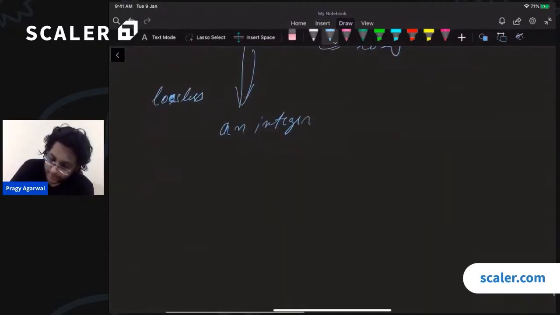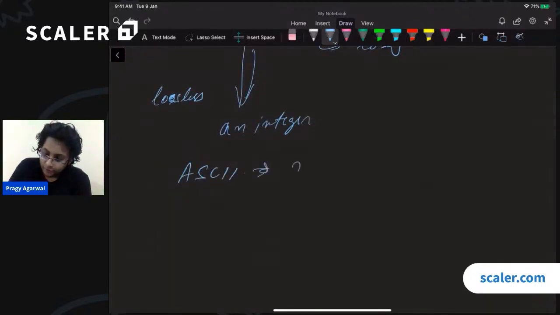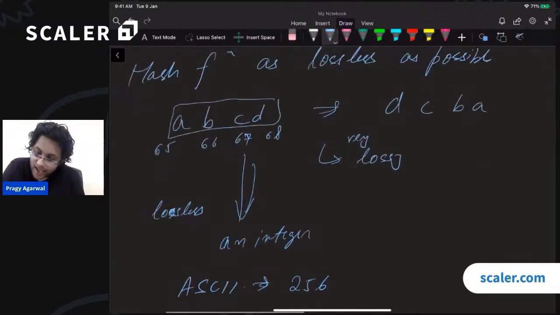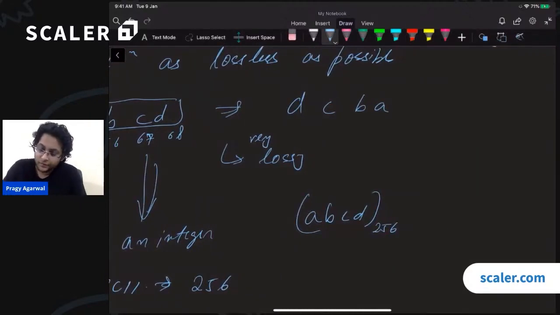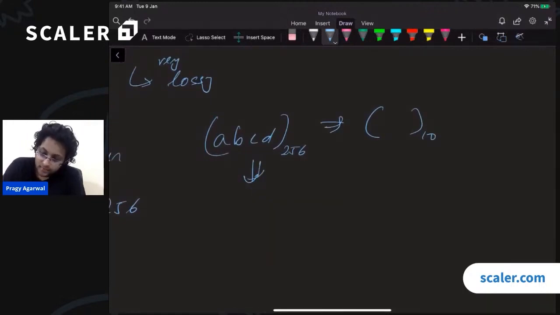Suppose that my character set was ASCII. ASCII can have 256 different values. So I can just treat this as a number in base 256 and convert that number into base 10. What is this number equal to? So what is d? The ASCII code of small d is 101, times 256 to the power 0.